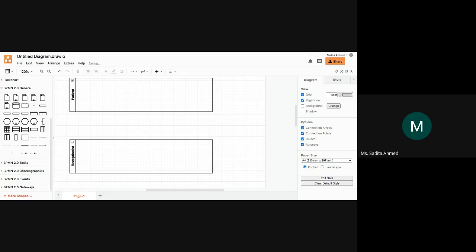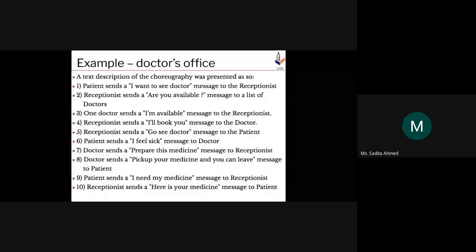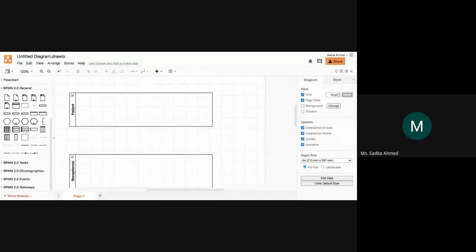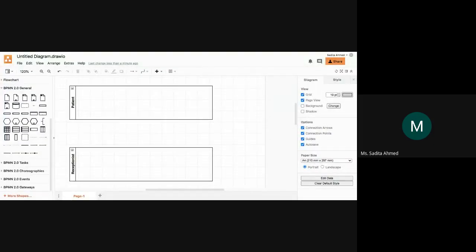Yeah. Now I will represent the tasks one by one. The first task that the patient performs is sending a message. I want to see doctor message to the receptionist. So let's represent the first step. Just focus on the first step. Patient sends and I want to see doctor message to the receptionist. So you guys tell me, in the patient pool, what will I do first? What will I do first?